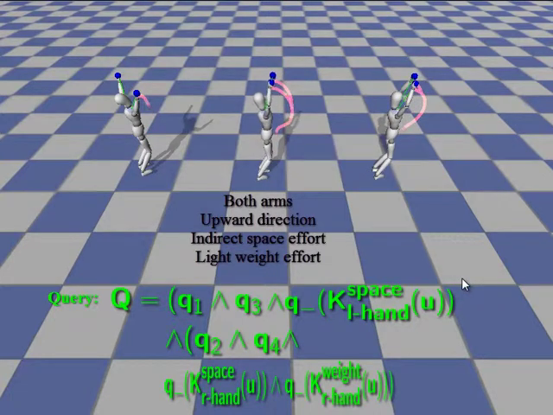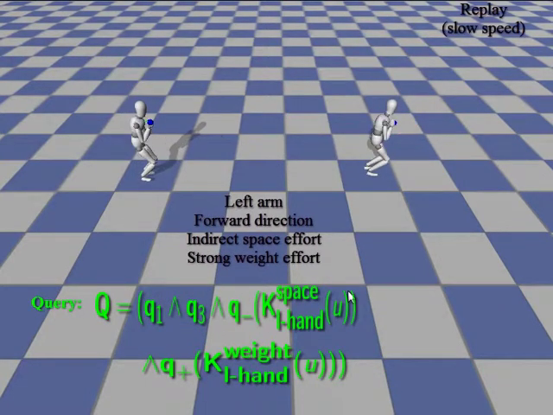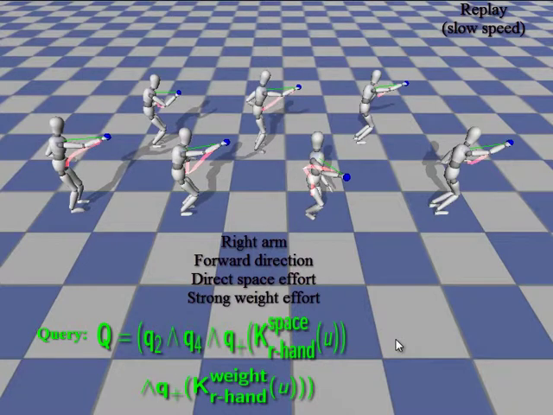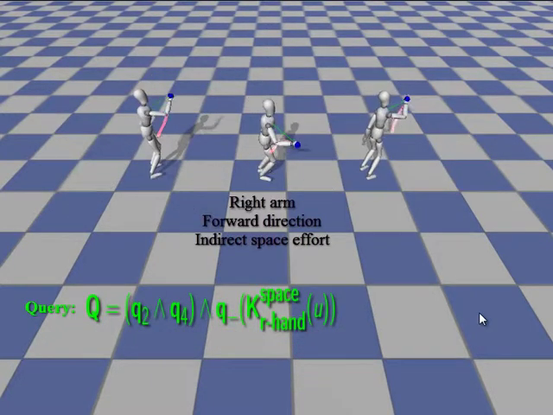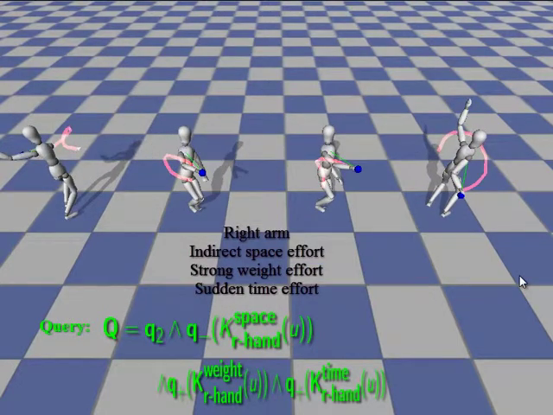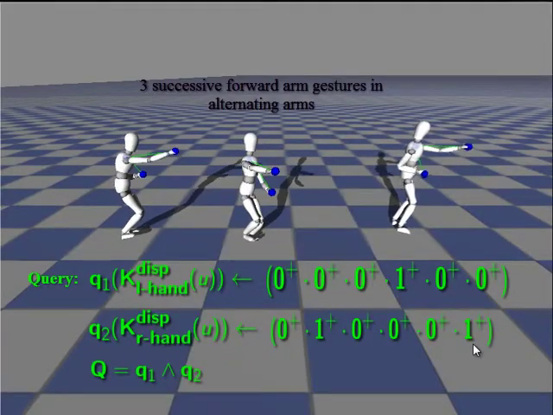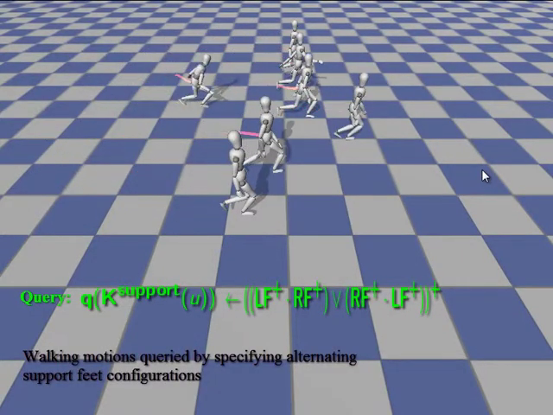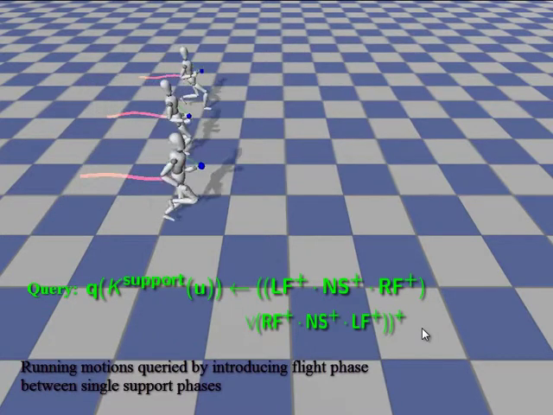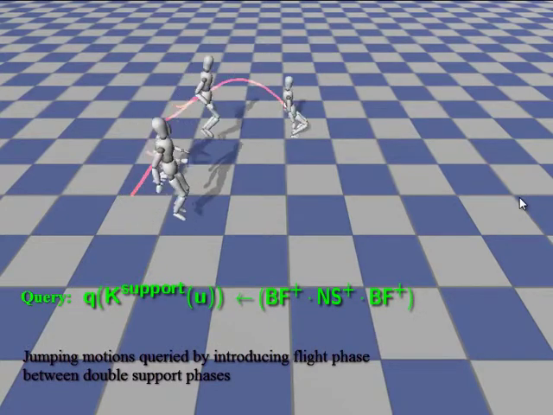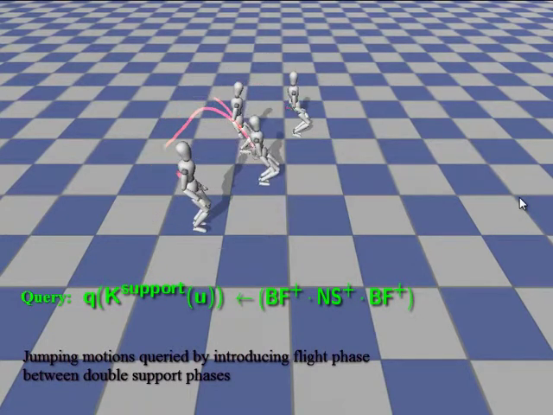Complex, composite queries can easily be created using multiple key combinations to return more specific motions in the database. A walk cycle is specified as alternate foot plants with no flight phase. Introducing a flight phase returns running motions. Jumps can be queried by specifying both support feet before and after the flight phase.